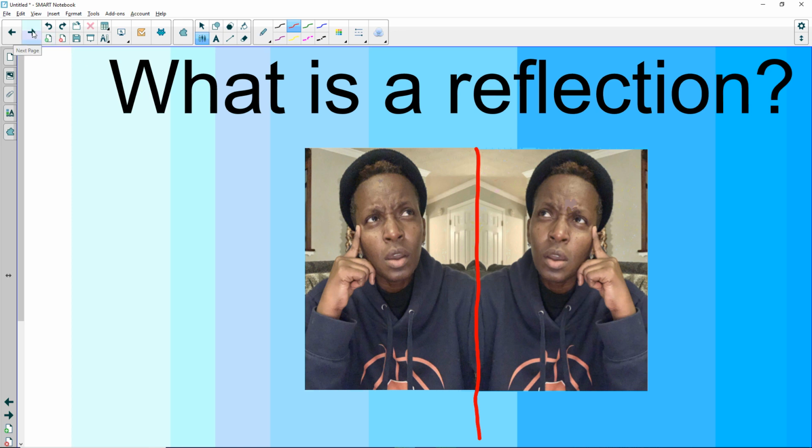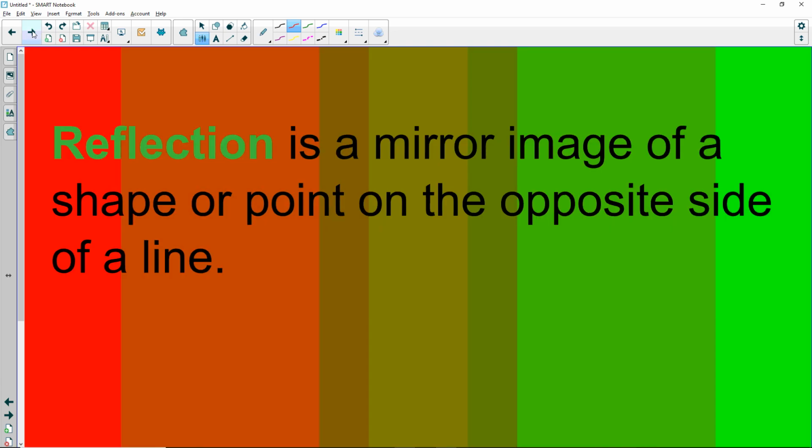So what is a reflection? You are going to write this next slide in your journal. A reflection is a mirror image of a shape or a point on the opposite side of a line.